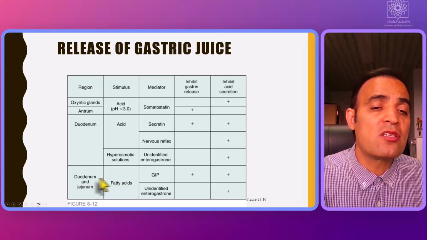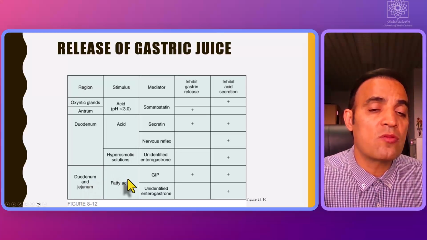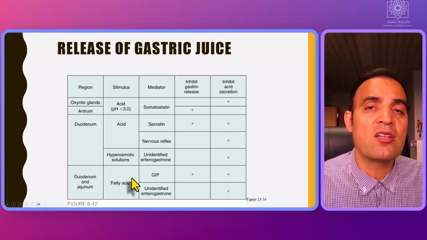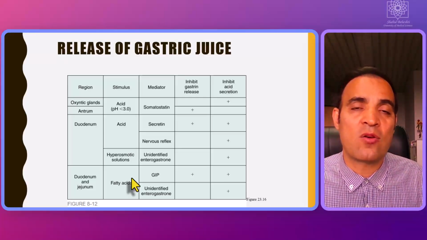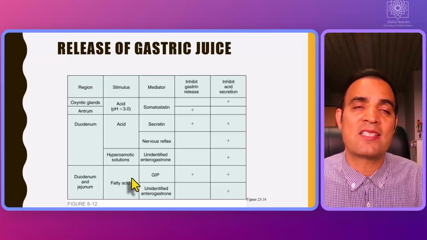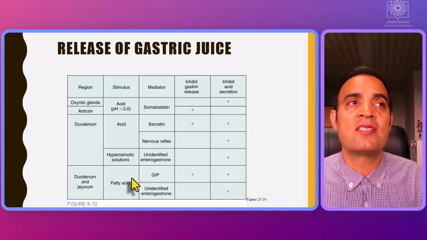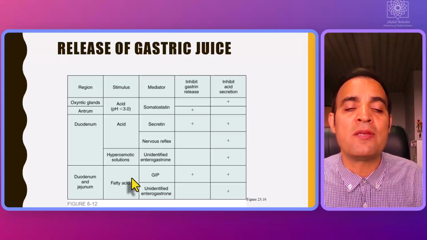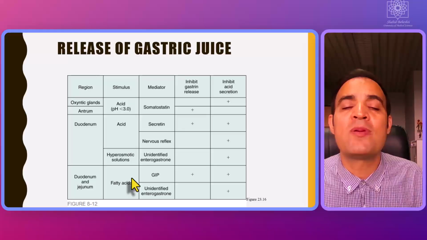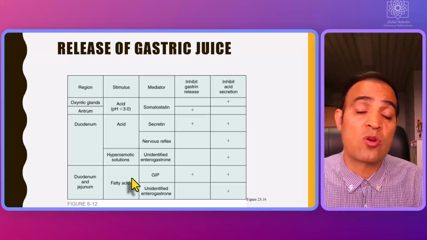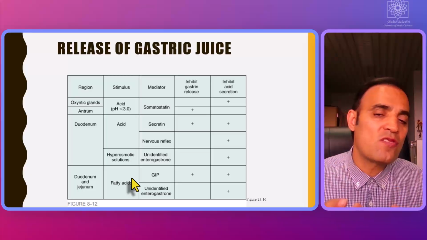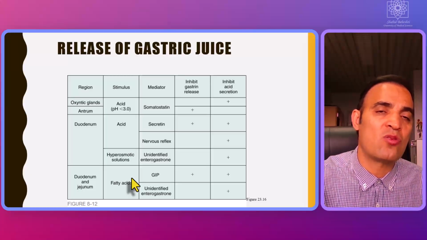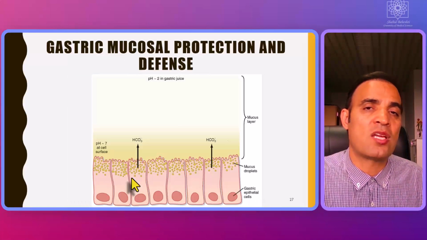What about the duodenum and jejunum with regard to food content? As you can see, when we have a high level of fatty acid in the duodenum, one hormone that is released is named GIP, and GIP inhibits not only acid secretion but also gastrin secretion. This is showing the different phases that I told you, the gastric phase and the duodenal phase.